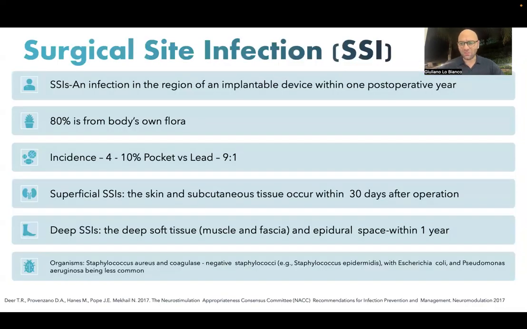Talking about surgical site infection. Surgical site infection is an infection in the region of an implantable device within one postoperative year, and 80% of cases are from the body's own flora, and the majority of cases are in the pocket compared to the lead, with an incidence from 4 to 10%. We can divide it into superficial surgical site infection, where the skin or subcutaneous tissue is involved and which occurs within 30 days after the operation, or the deep type, involving soft tissue with muscle and fascia and epidural space, within 1 year. In most cases, it is because of Staphylococcus aureus and coagulase-negative staphylococci, with Escherichia coli and Pseudomonas aeruginosa less common.